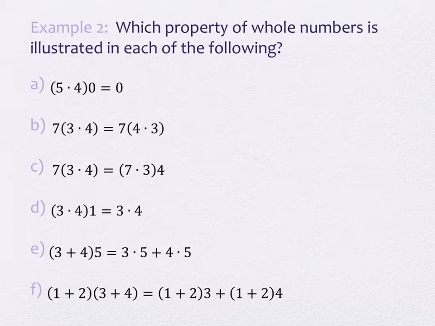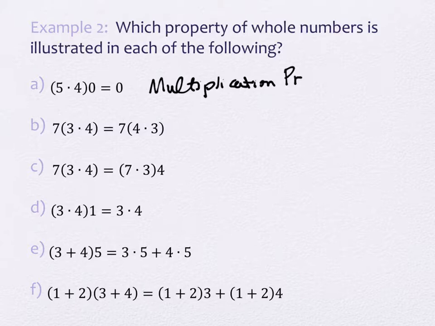All right, so our example that comes up next is actually identifying which of the properties are present in each of our statements. So the first equation says 5 times 4 in the parentheses times 0 equals 0. So when we multiply by 0, this is the multiplication property of 0.